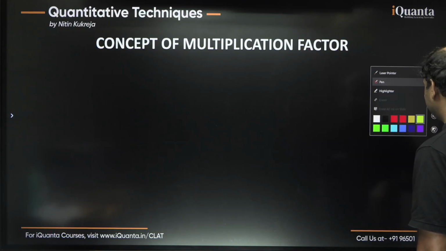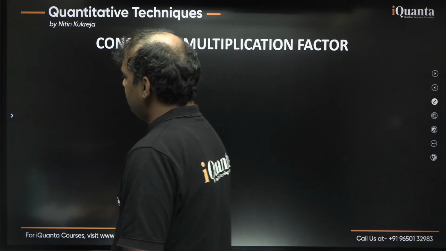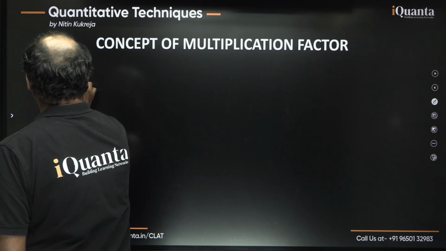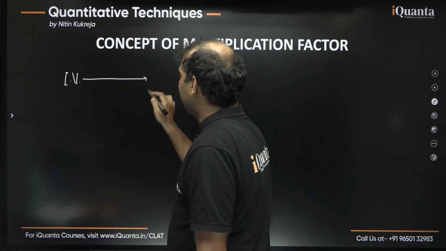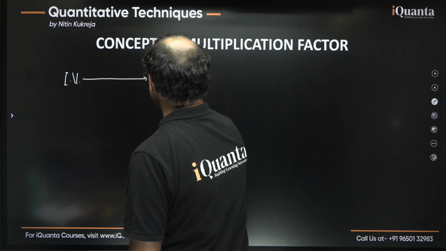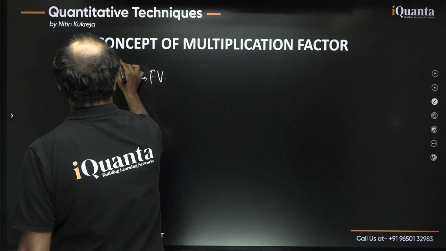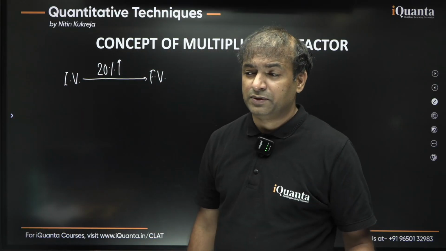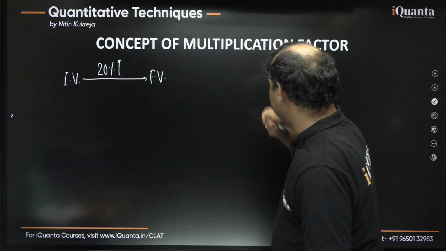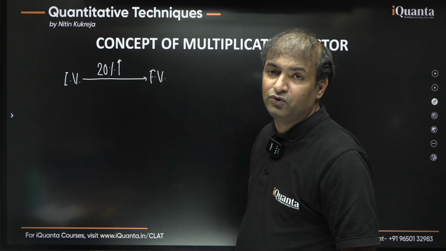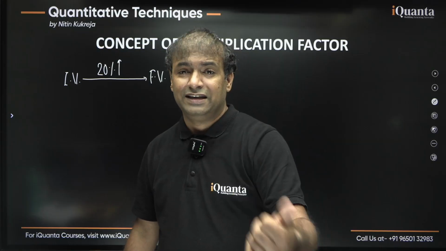Okay, right, to explain this, I would like to take an example. Let's say we have an initial value. The value is not given, I'm just writing initial value and the final value. And we just know that this has been increased by 20%, right? So initial value increased by 20% and we get the final value, right? And with the help of multiplication factor, we are going to draw a relation between initial and final values. Let me show you how.